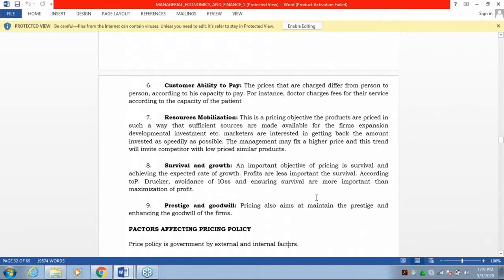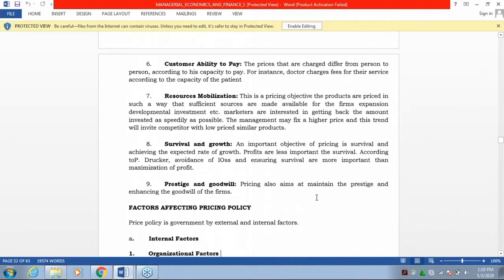Achieving the expected growth. If that should be the case, profit is less important, survival matters more. According to Peter Drucker, avoidance of loss and ensuring survival are more important than maximization of profit.